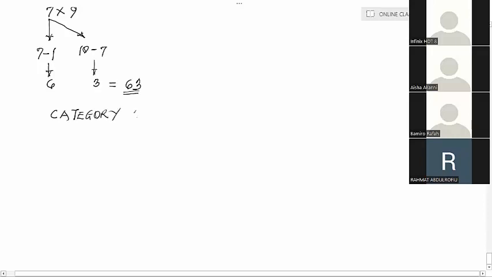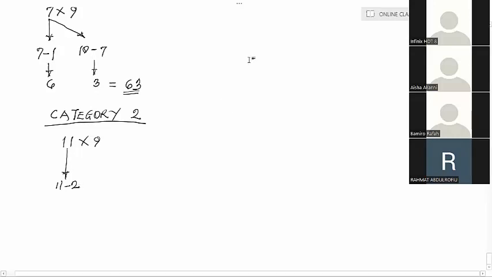Category 2 now is to be discussed. Which one should we take first? Let's take 11. 11 times 9. This one will be, first thing we do is to subtract it from the category. 11 minus 2.